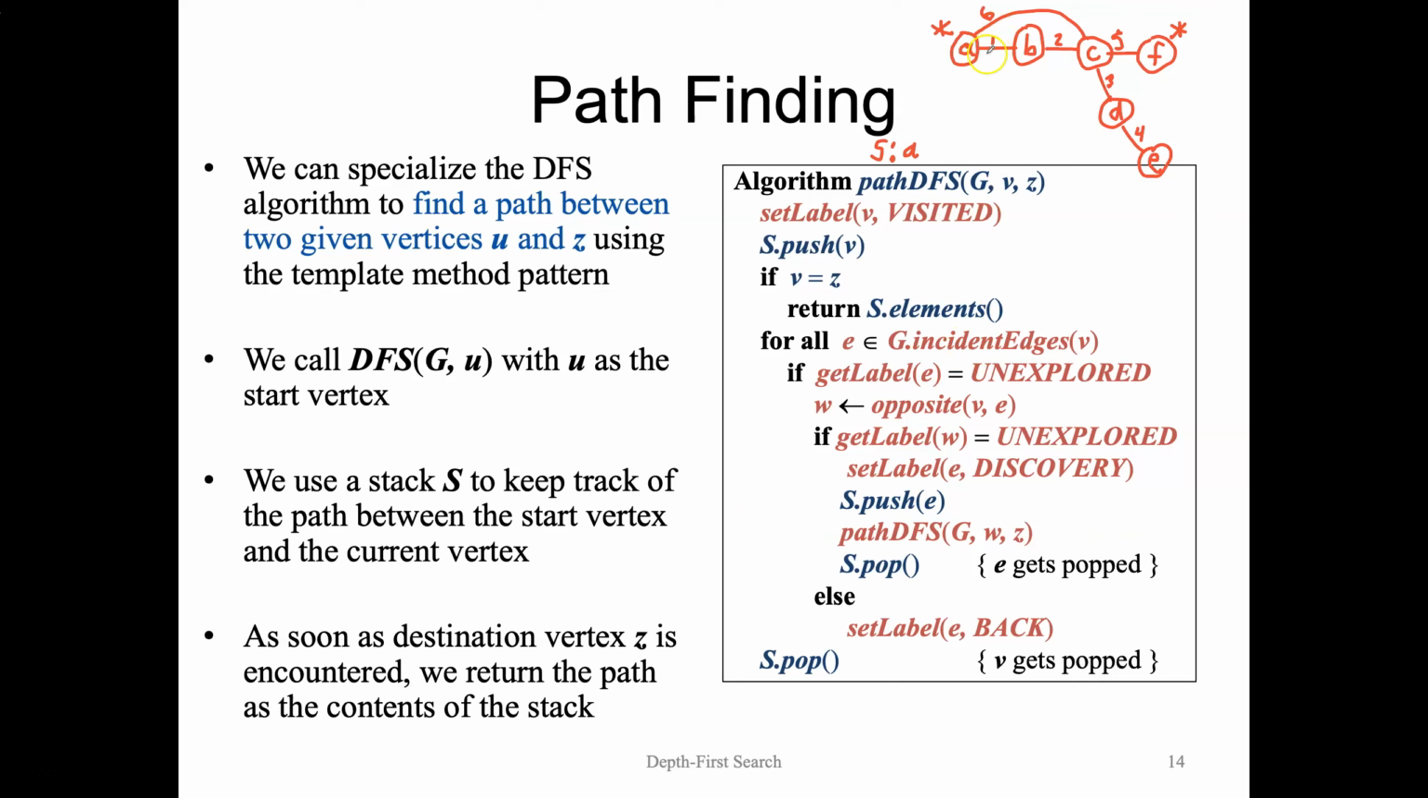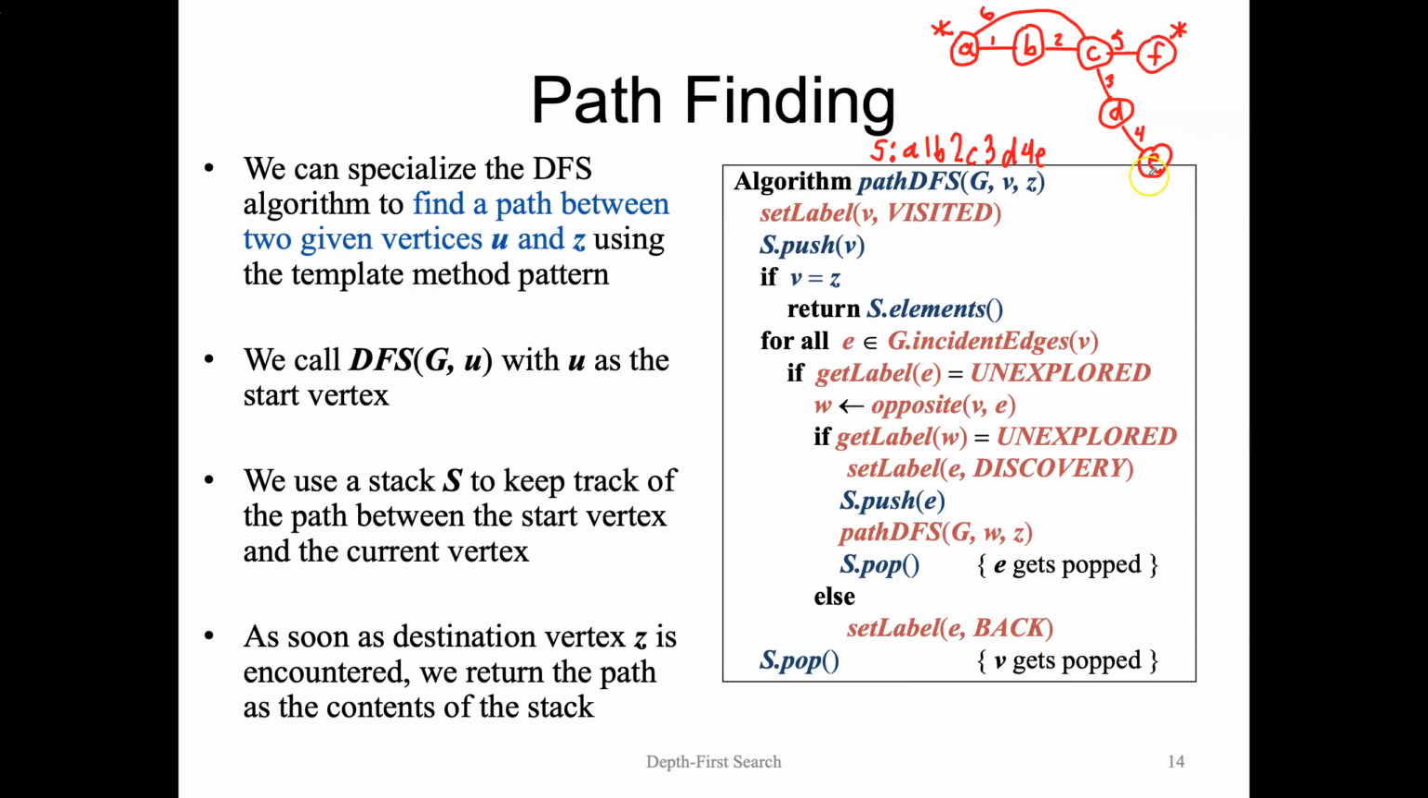So we'll follow, let's say, edge 1 to get to vertex B. As we follow edge 1, we're going to put that on our stack. Then we call DFS on B. And then we follow edge 2 to get to C. We call DFS on C. We follow edge 3 to get to D, and then edge 4 to get to E.